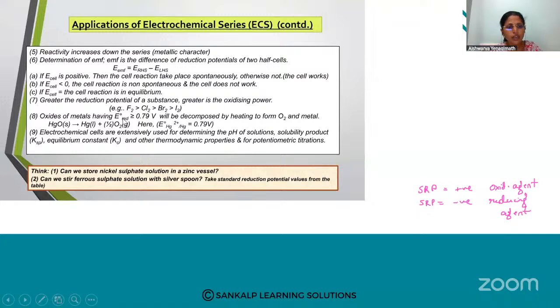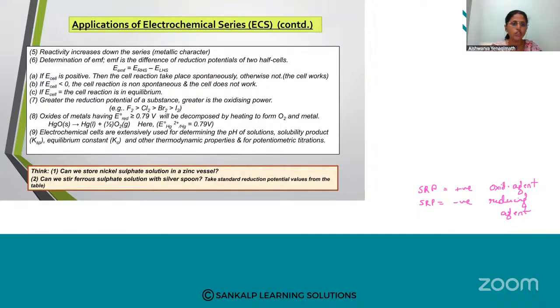Oxides of metals having standard reduction potential more than or equal to 0.79 will be decomposed by heating to form O2 and metal. Example, HgO. These reduction potential values are used for converting a particular metal. Now, when extracting metals, the metal present in oxide form has to be reduced, so you will be using reducing agents there. Moreover, what is in other forms we convert to oxide form. If we convert the oxide form to metal, it is not pure metal, it is crude metal. So here it becomes useful.